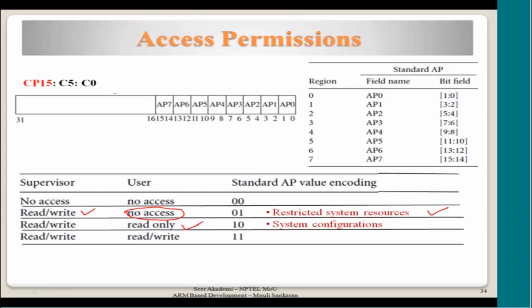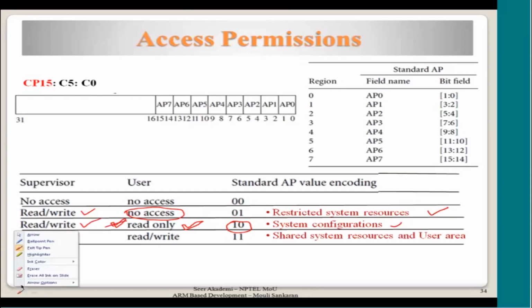For system configurations, maybe a user process wants to know what the version of the software is, or whether cache is there or not. Maybe based on that you want to take some decision. So maybe you want some configuration registers to be accessed by the user, but you don't want the user to write into them and corrupt the configuration. So we only provide read-only permission to that. It's not that you need to provide that permission at all, but you can use this kind of configuration for a user region wherever they want to access the system configurations. So you provide only read-only access to the user, but read-write for the supervisor mode.